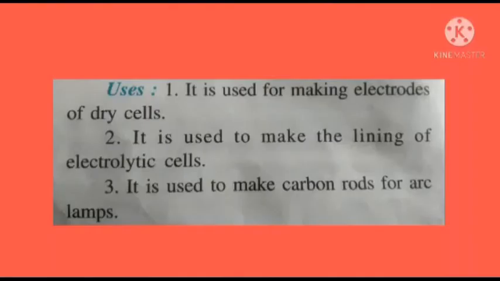And dear students, this gas carbon is a grey solid and it is also a good conductor of heat and electricity. What are the uses of gas carbon? The first use of gas carbon is for making electrodes. The second is that it is also used to make the lining of electrolytic cells. It is also used to make the carbon rods for arc lamps.